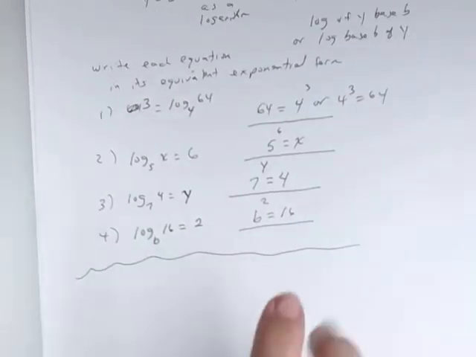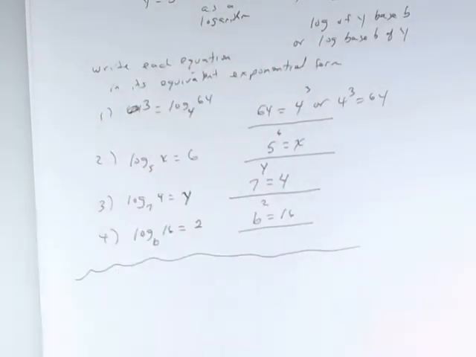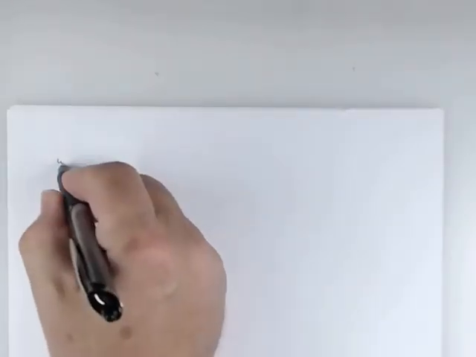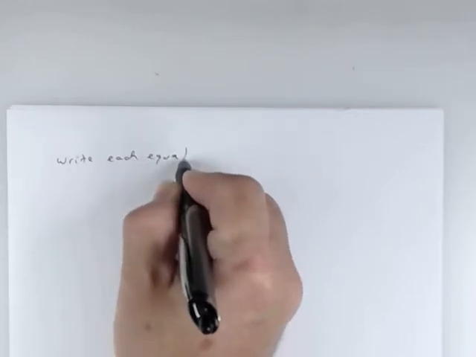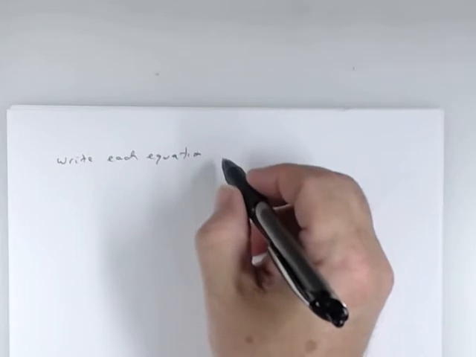Okay. Now we're going to go from exponential to logarithm. Still using this definition up here. So write. Let me use another page. So we're going to write each equation in its equivalent logarithmic form.